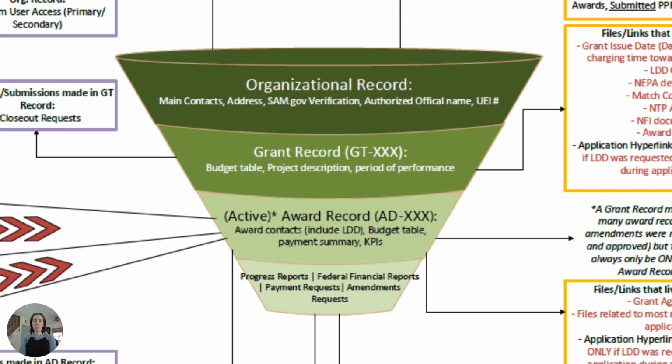Within an award record, you can find the award contacts, which includes the LDD that's associated with this award, budget table, payment summaries, KPIs, amongst other things. And then within that award record, you can find the progress report records, the federal financial report records, the payment request records, and amendment request records.